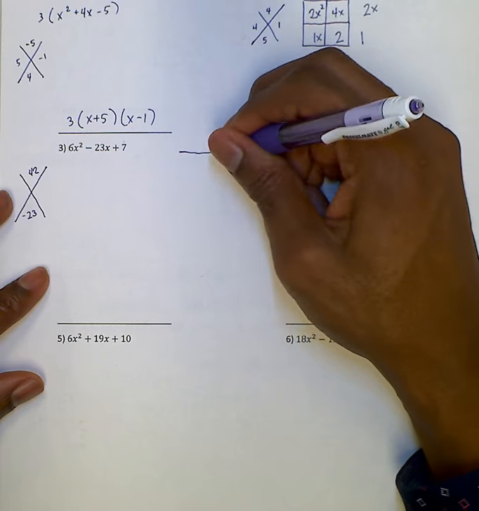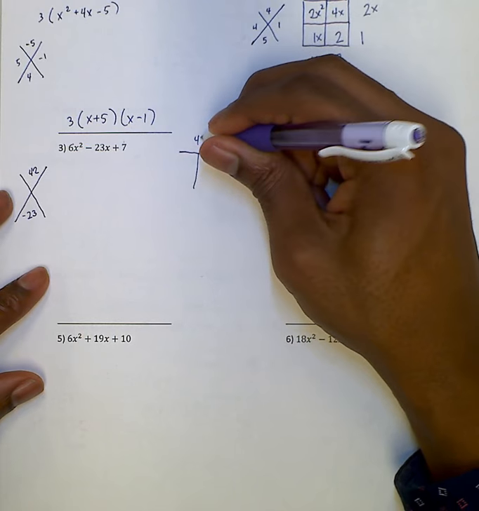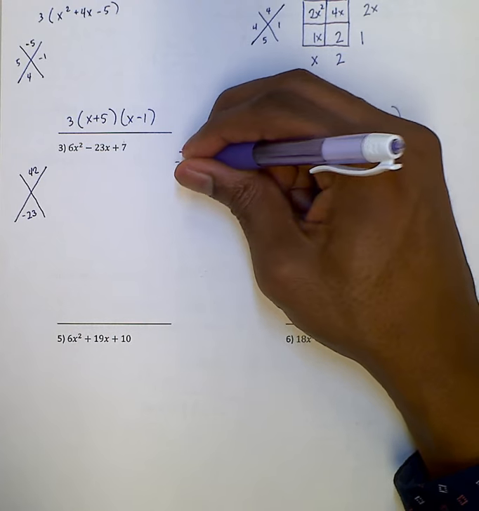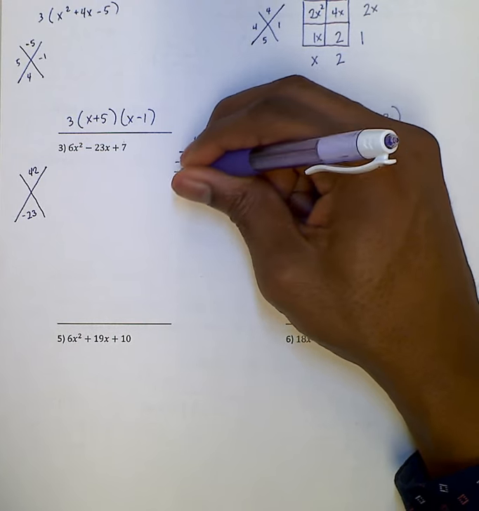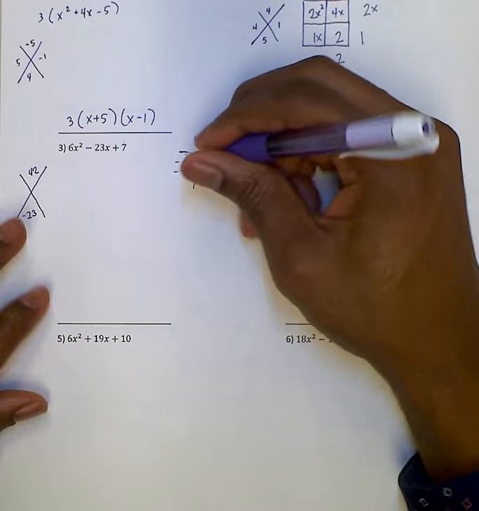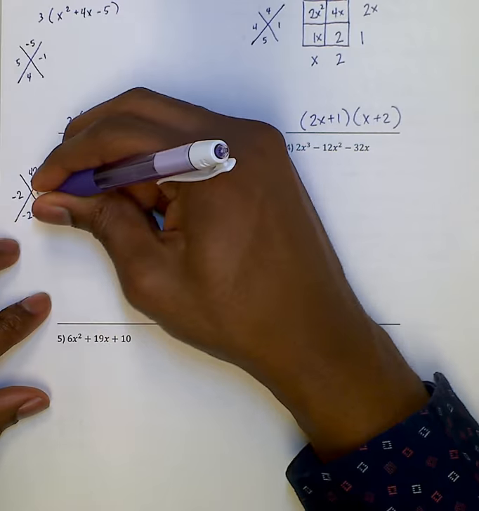Okay, so I'm looking to multiply to give me 42. I know that they're going to have the same sign. They're both going to be negative, so negative 1 and negative 42, negative 2, negative 21. These two will add up to negative 23. So I know my numbers are negative 2, negative 21.